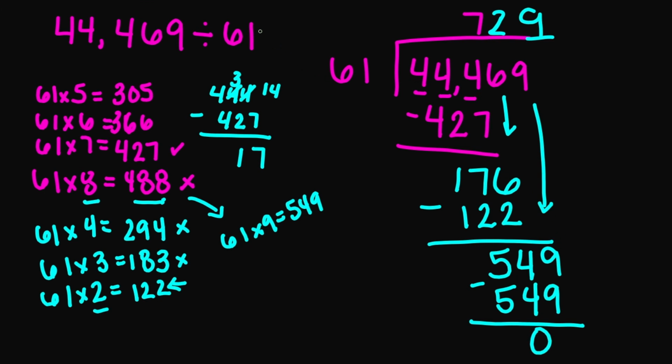So your quotient is 729. This is your quotient, okay?